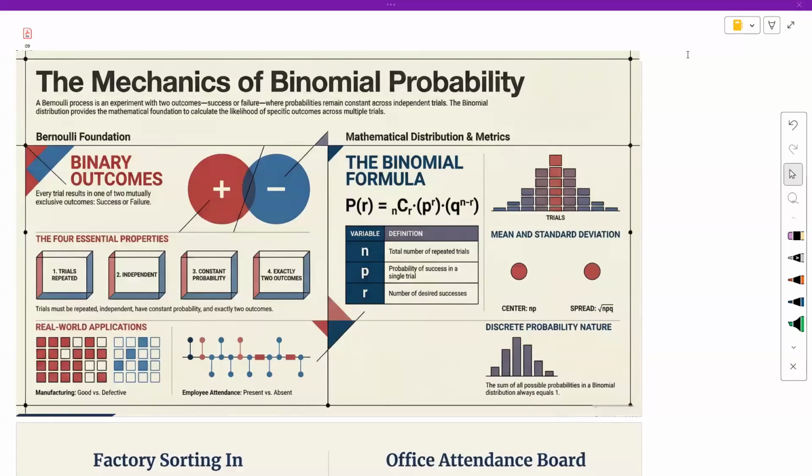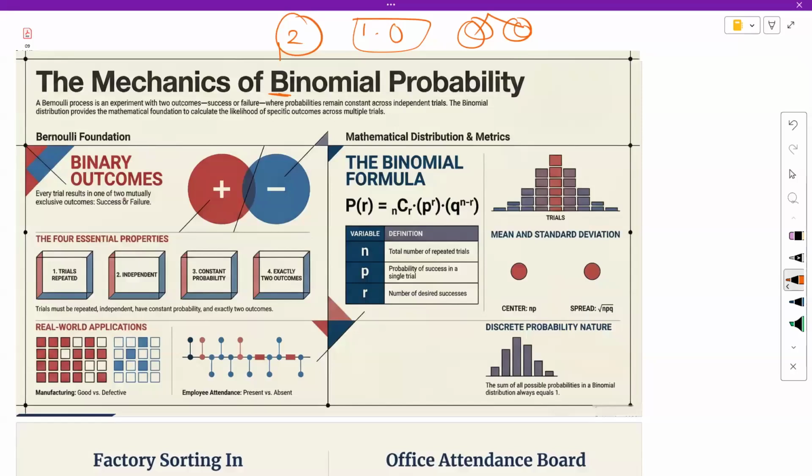Now we will discuss the binomial distribution, binomial probability actually. Binomial means it gives two outcomes, right? By "bi" in English we mean two, binary, one or zero. Bicycle, there are two wheels. The mechanics of binomial probabilities, the binomial process.